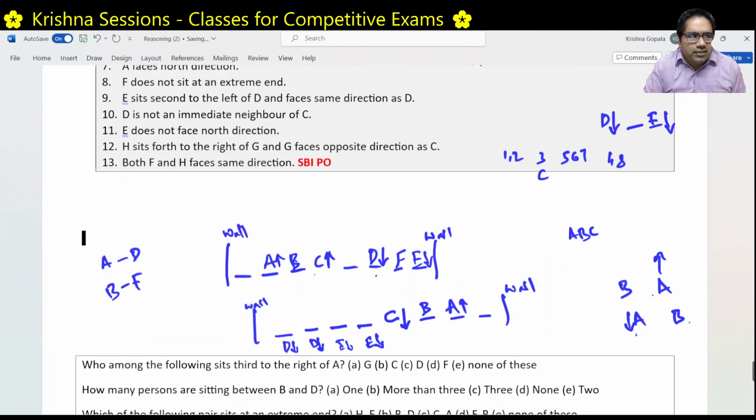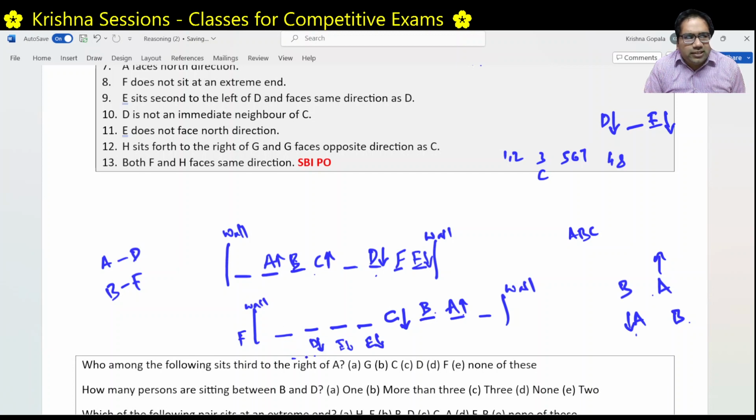Right. If D is here, in the second case, F will go outside. Because between D and A, and B and F, the A and D distance should be equal to the B and F distance. So this D is clearly not possible. Right? This D is not possible.